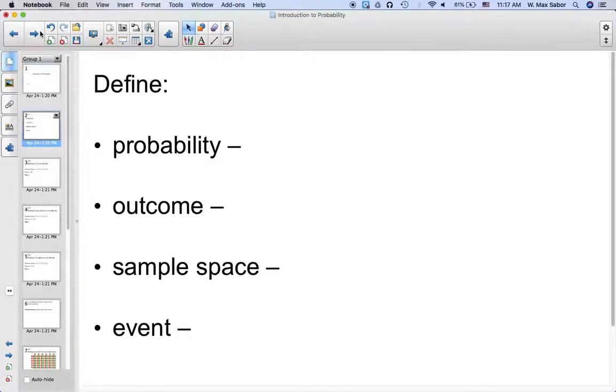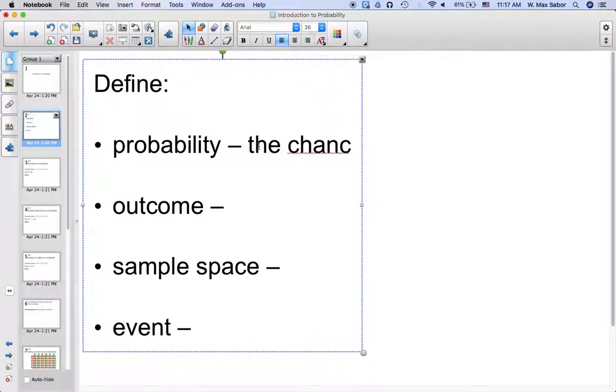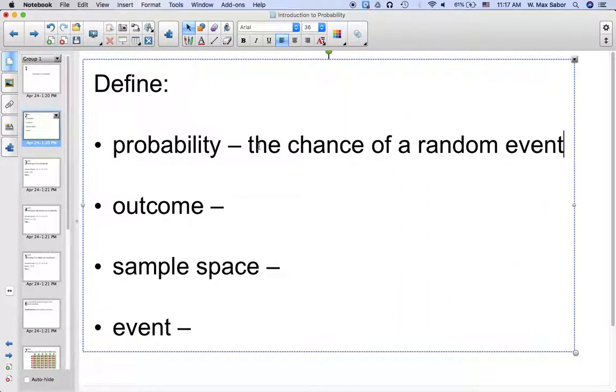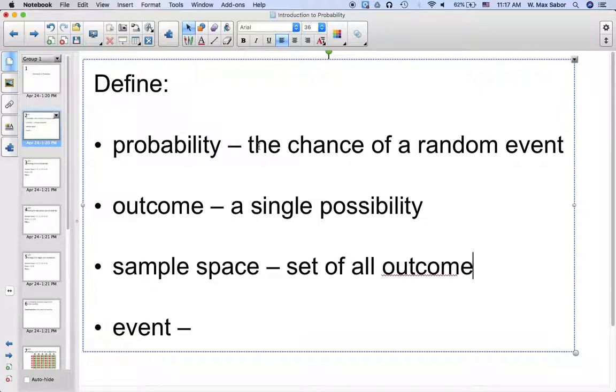Introduction to probability. So let's get some definitions down. Probability is the chance of a random event. An outcome is a single possibility. The sample space is the set of all outcomes, and an event is a collection of outcomes.